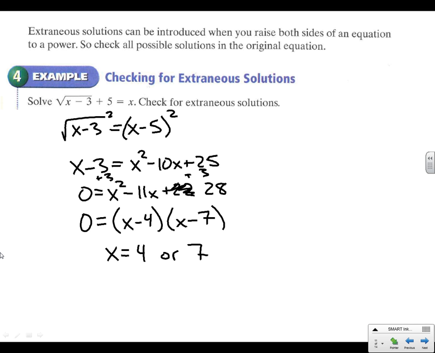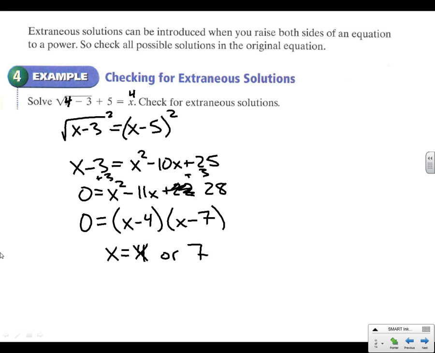However, when we plug it back in, let's go ahead and check this. If we plugged in 4 back here, 4 minus 3 is 1. The square root of 1 is 1, and 1 plus 5 is 6. Okay? And it was supposed to equal 4. So the 4, no good.